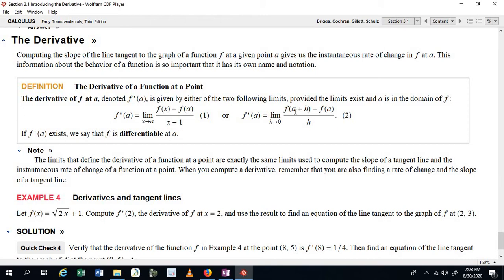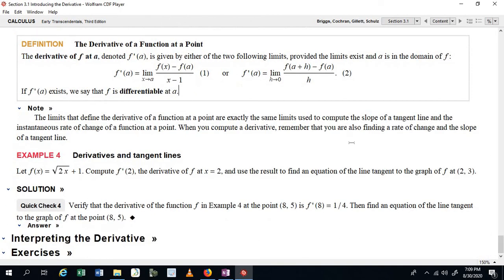You know, not all limits exist. When this limit exists, then f is said to be differentiable at a. Of course, if the limit doesn't exist, which is a possibility, then f is said to be not differentiable at a. I just want to look at an example where we use this.